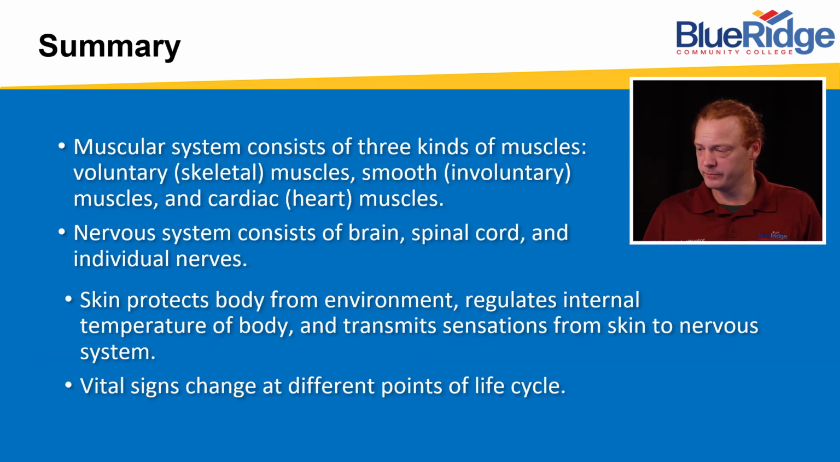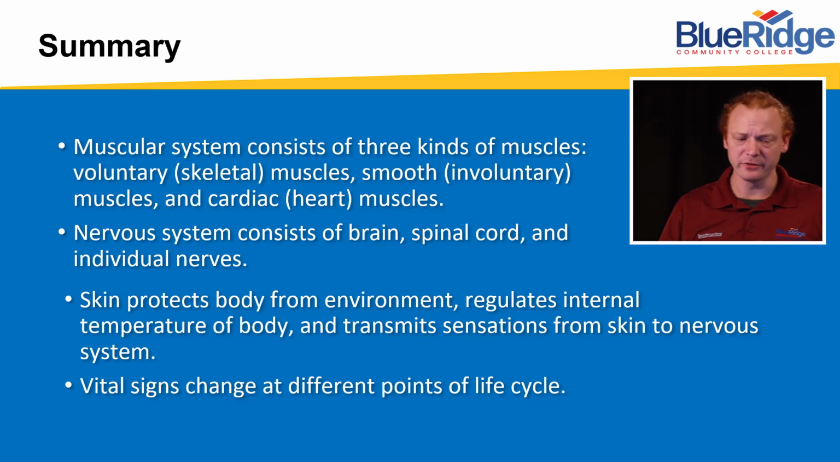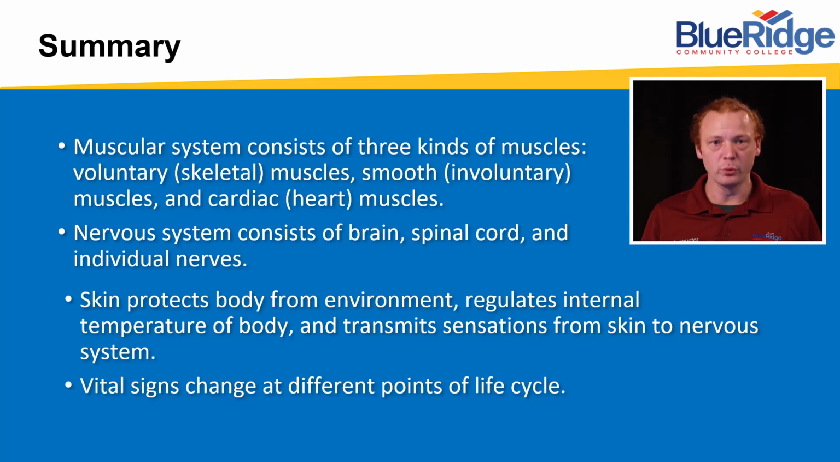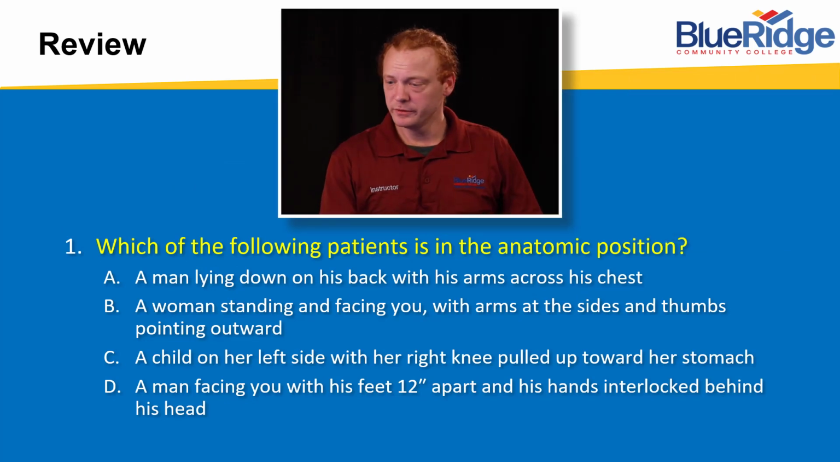The nervous system consists of the brain and spinal cord and the individual nerves that go throughout the body. The skin protects your body from the environment, regulates internal temperature of the body, and transmits sensations from the skin to the nervous system. And then remember, your vital signs change at different points during your life cycle. So we have a couple of review questions we'll go over here.